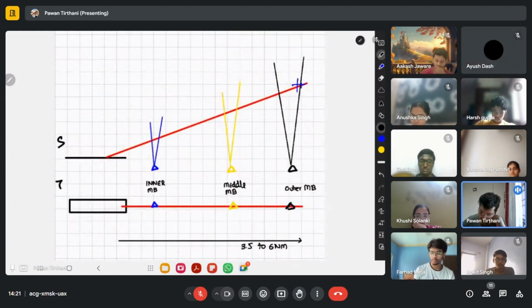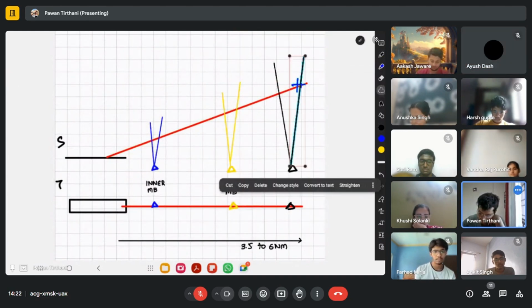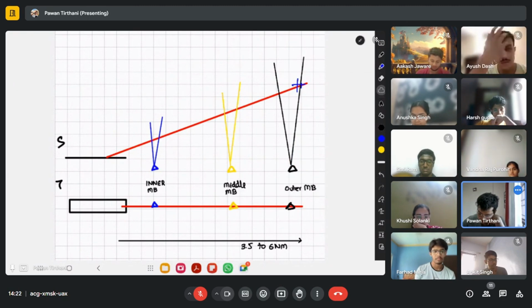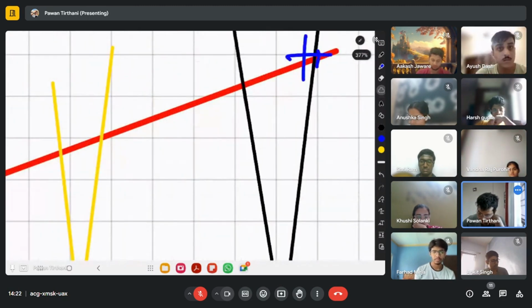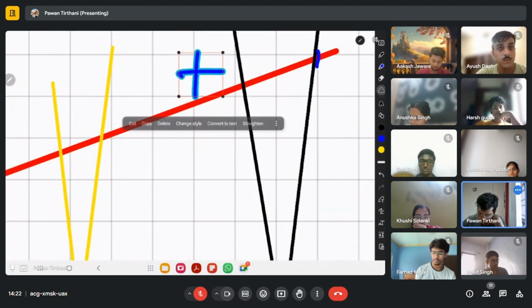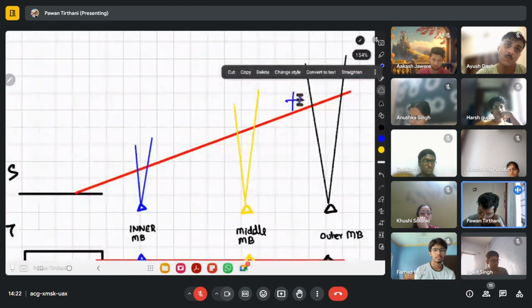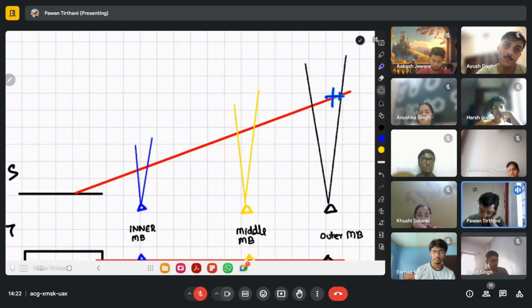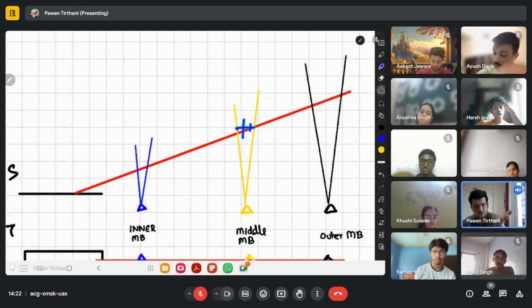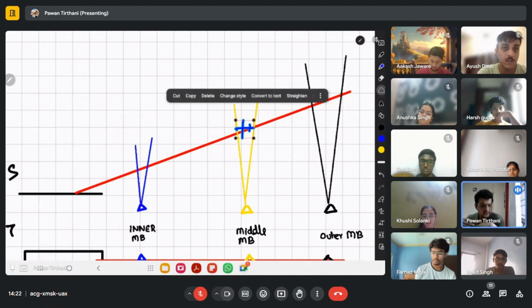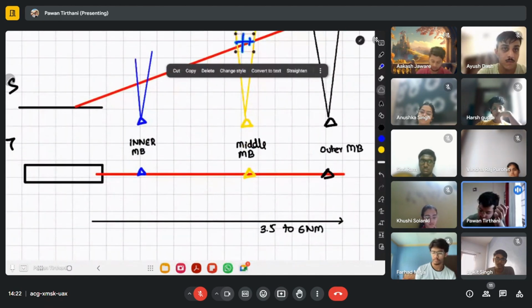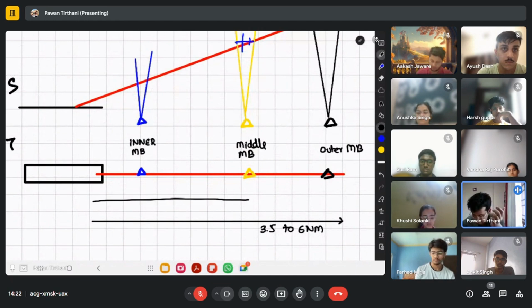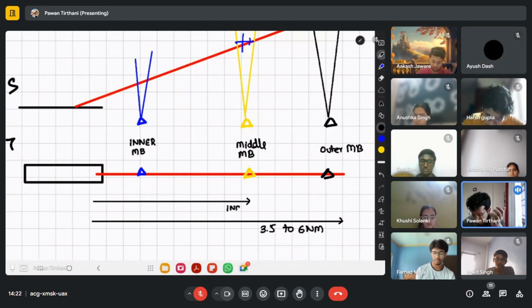Now I take my aircraft again, and now he's flying. As he is coming in closer, he will now come through the middle marker beacon. When he listens to those indications, when he sees those indications, he will know that, okay, now I am at middle marker, which means I am 1 nautical mile away.